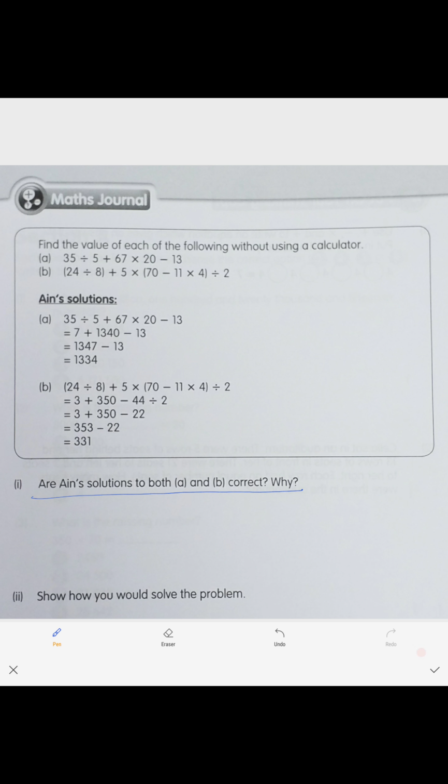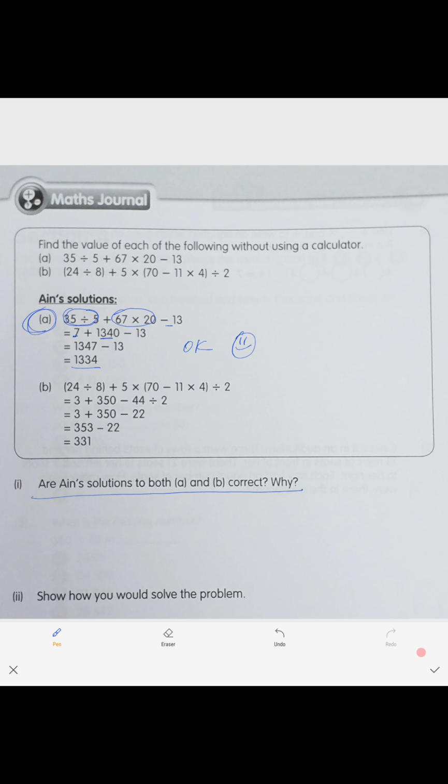This is the order of operations. This problem has all of the rules about order of operations. So let's check A. What is she doing? She's calculating division first, multiplication second. She gets 7, and this is the rest. Everything is okay. Is this correct? Yes, this is okay. All right, let's check the other problem.